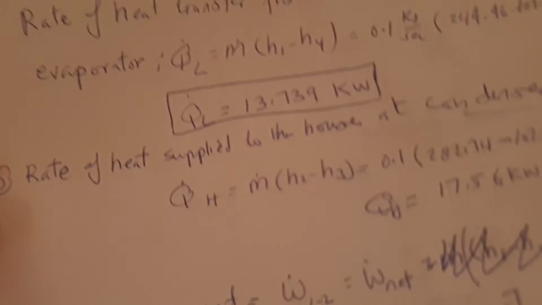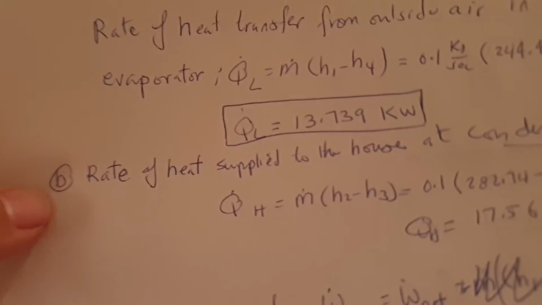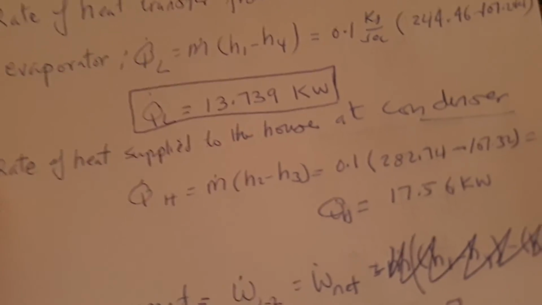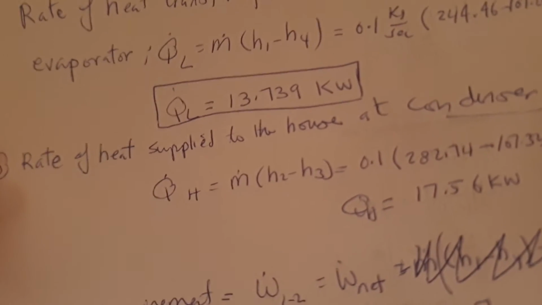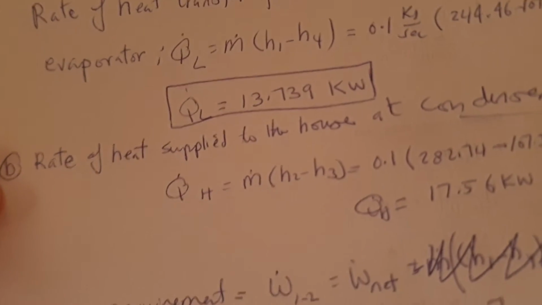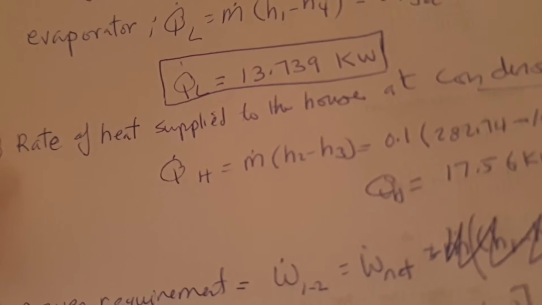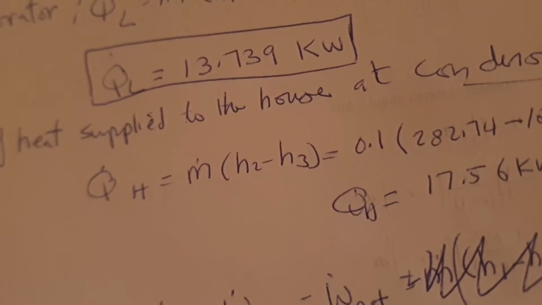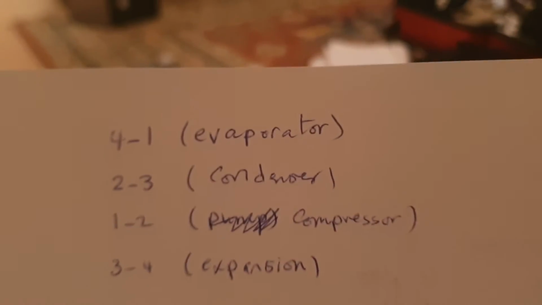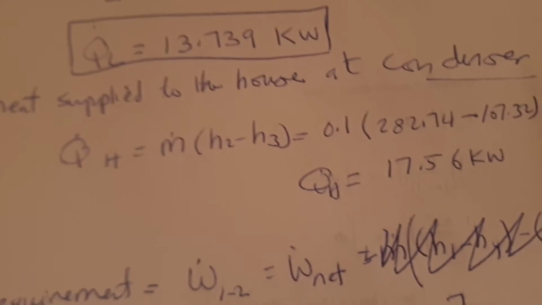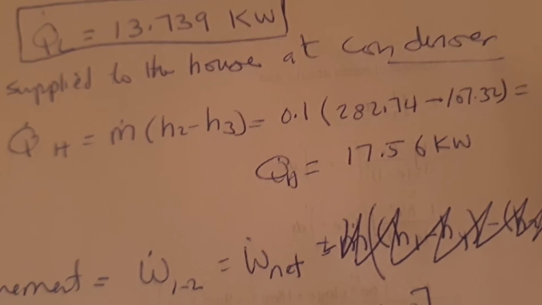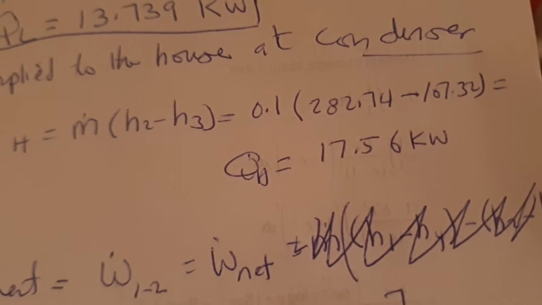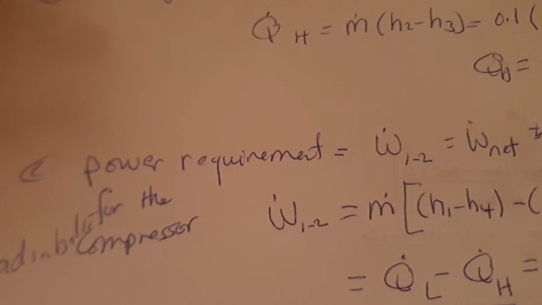And now what is needed in the question is the rate of heat supplied to the house at the condenser, because the refrigerant will leave the evaporator and go to the condenser. So Q dot H is M dot times H2 minus H3, because it's the condenser, remember? It's 2 to 3. So H2 minus H3, and then you could find 17.56 kilowatt.